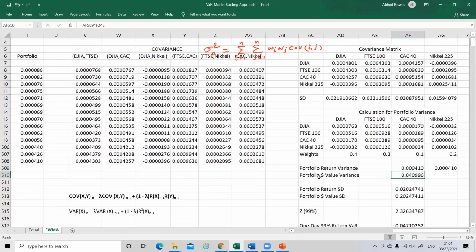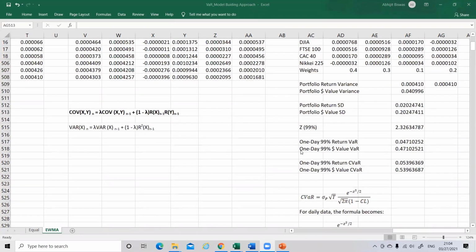So what will be the portfolio dollar value variance? The return variance multiplied by F2 square. F2 shows you the total value of the portfolio, right? The total value of the portfolio was $10 million. SD will be just the square root of variance. So portfolio return SD will be the square root of AF509. Similarly, the portfolio dollar value SD would be the square root of variance, the same way.